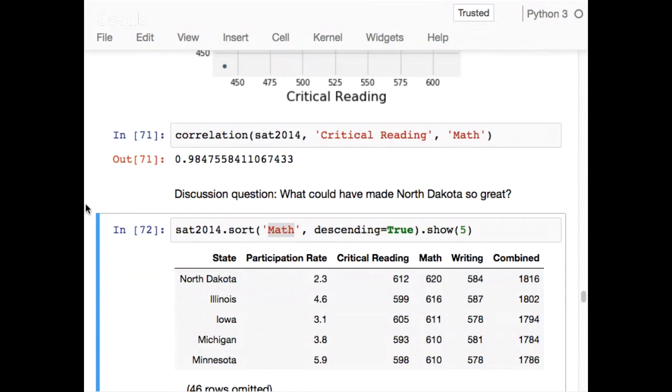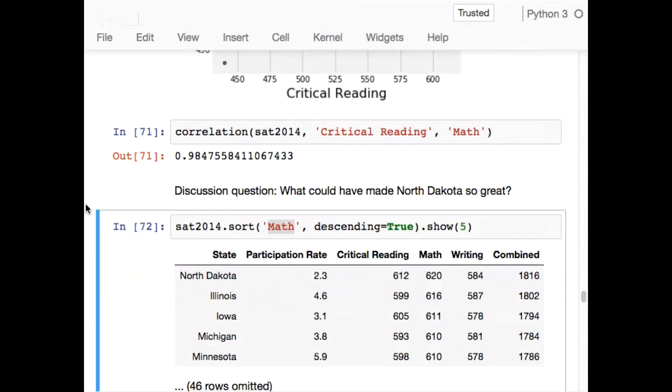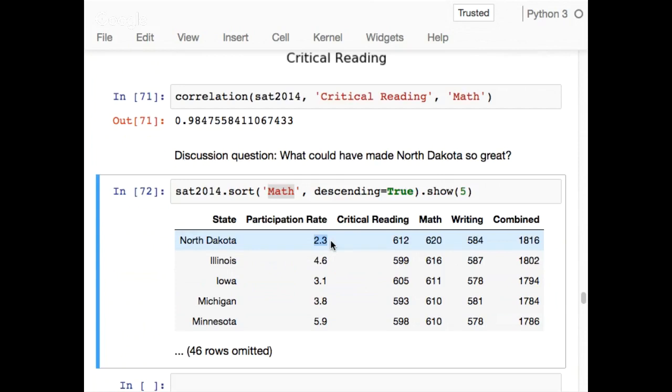All right, any guesses? What do you guys think? Any guesses for why North Dakota happened to do so well? Sean? Lower participation rate. Lower participation rate. Excellent. Any other opinions?